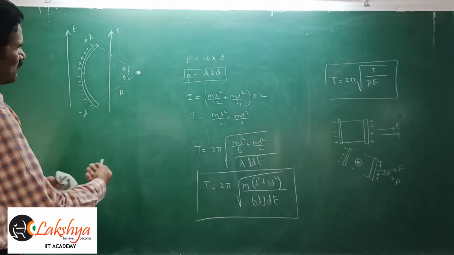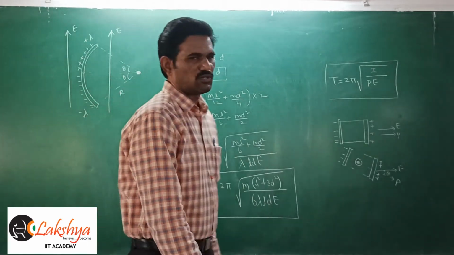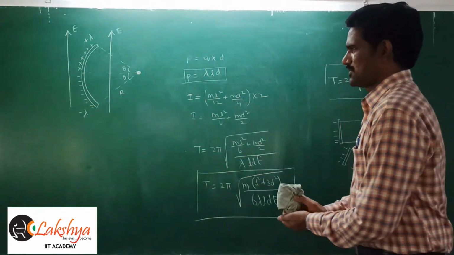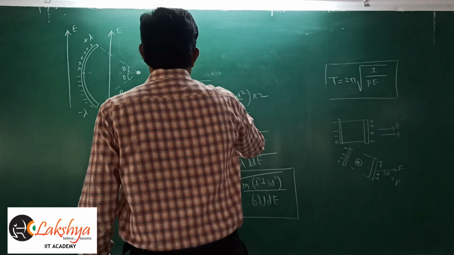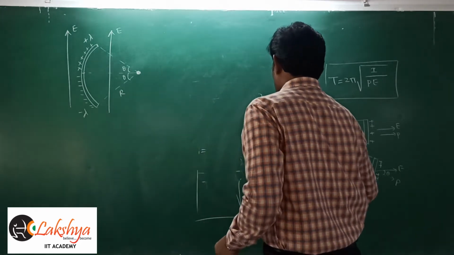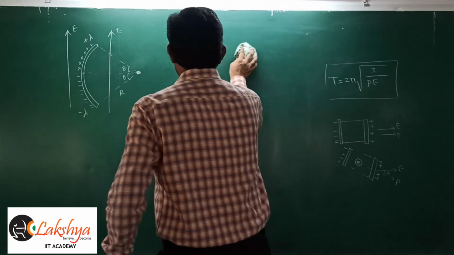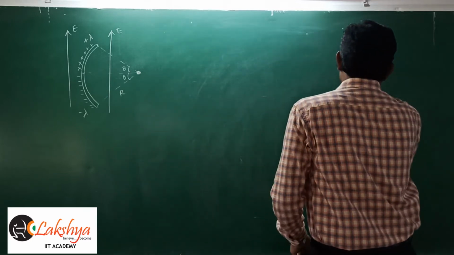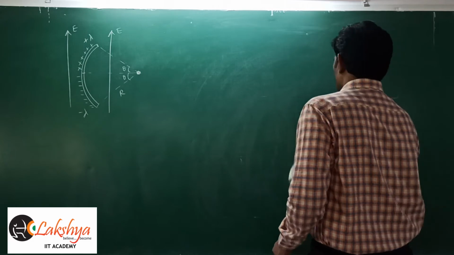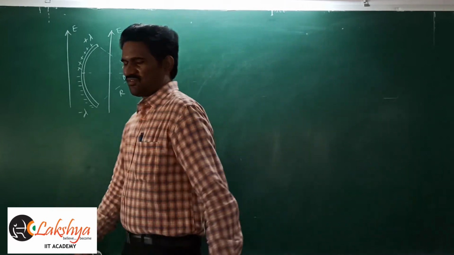Now it is slightly displaced and oscillating. Then we need to write the time period of oscillation of such a system. It is a similar problem, but here we first need to calculate the dipole moment, because it is a continuous dipole. The previous one was also continuous, but we could write it easily because positive and negative charges were separated by a finite distance.